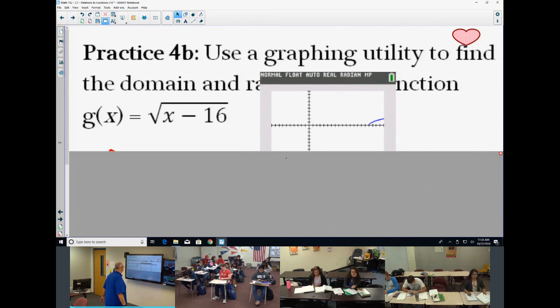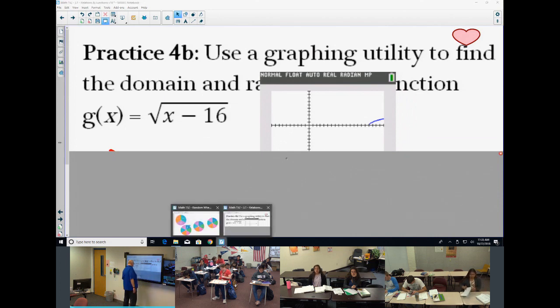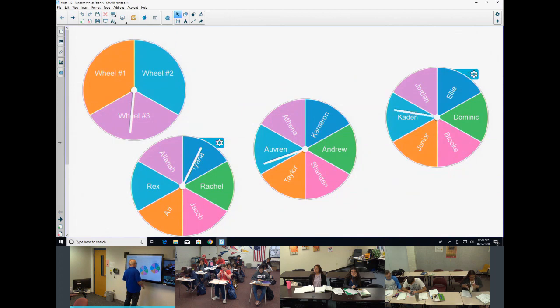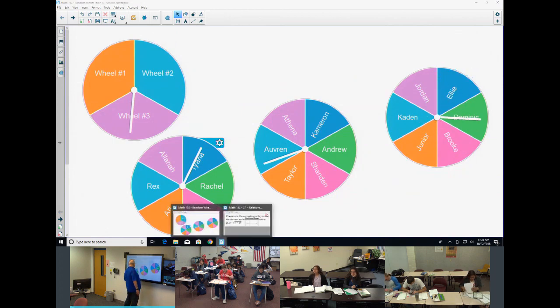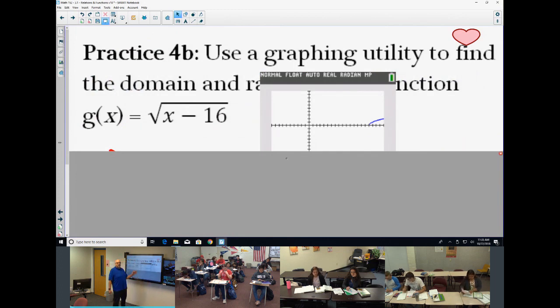Okay, so now let's figure out the domain and range from the graph. Let's go with Dominic. What's the domain based on the graph? X is greater than or less than 16. Well, it can't be greater than or less than. You mean greater than or equal to? Yes. That's exactly right, because it can be equal to 16. So from 16 over, that's the domain.